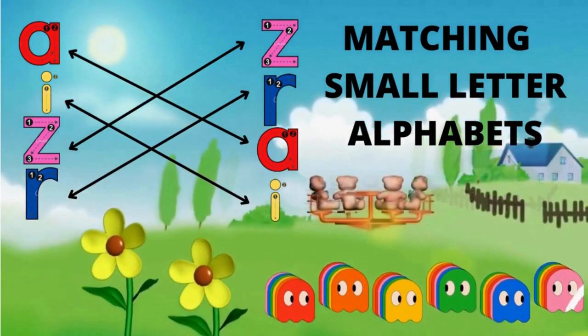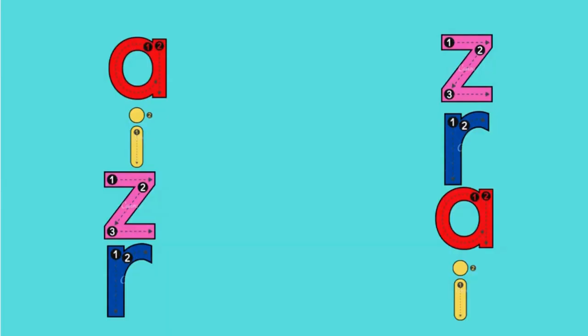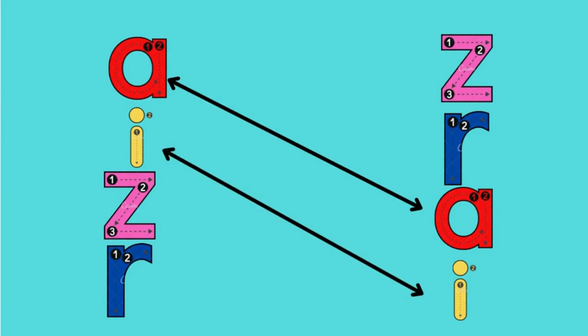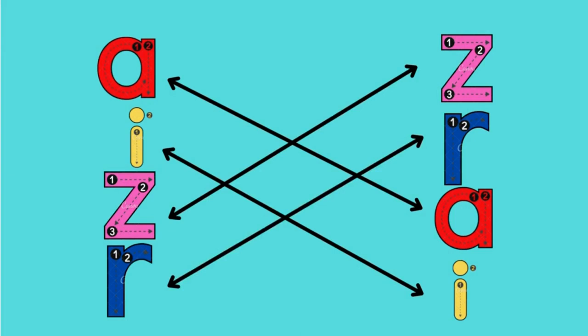Now match the small letter alphabet. A, where is A? Yes, it's red one. Where is I, small I? Match it? Yes, it's yellow one. Where is small Z? Yes, here it is. And where is the small R, last one? Yes, you have matched all the alphabets very correctly.